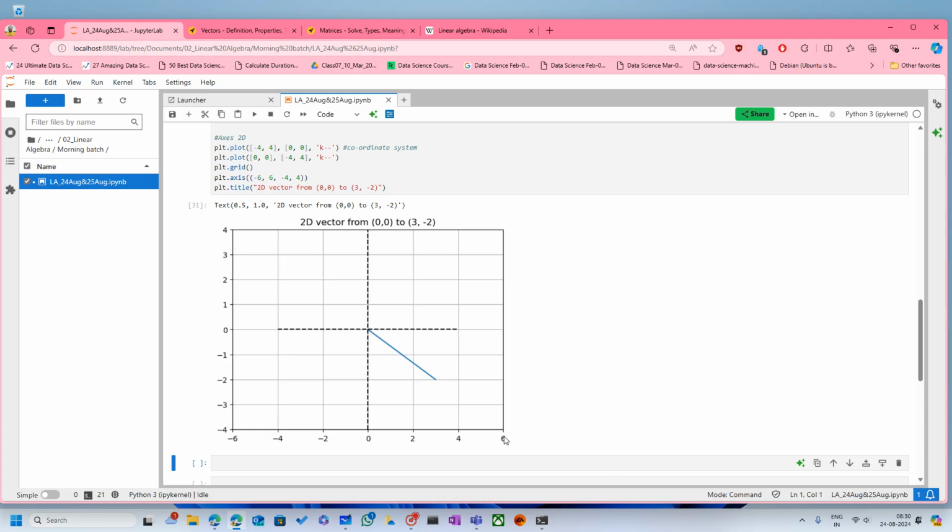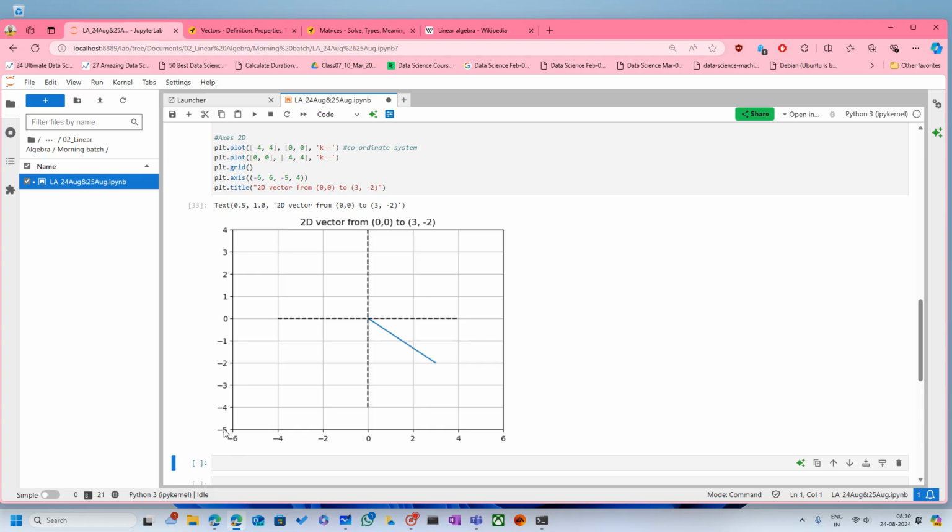Now this value is increased. Again, if I add minus 5, yes, got it. So basically you are manipulating the box axis size, system.